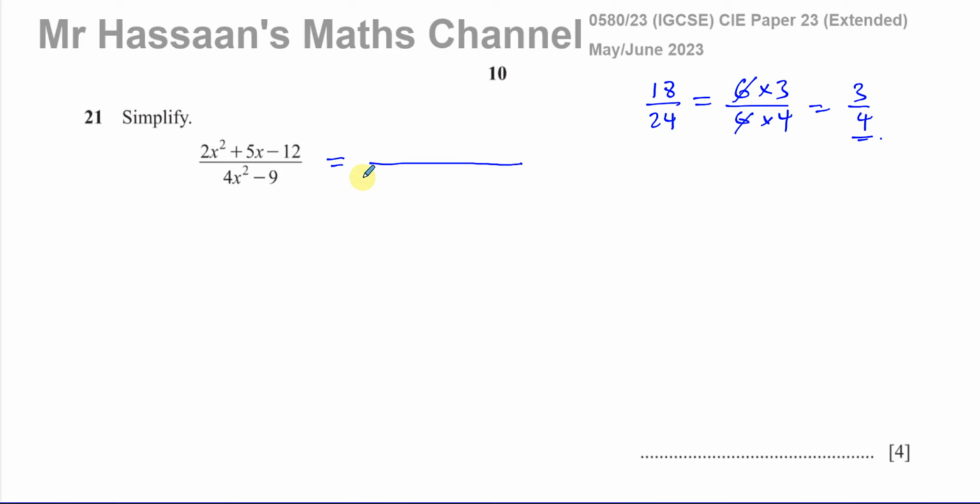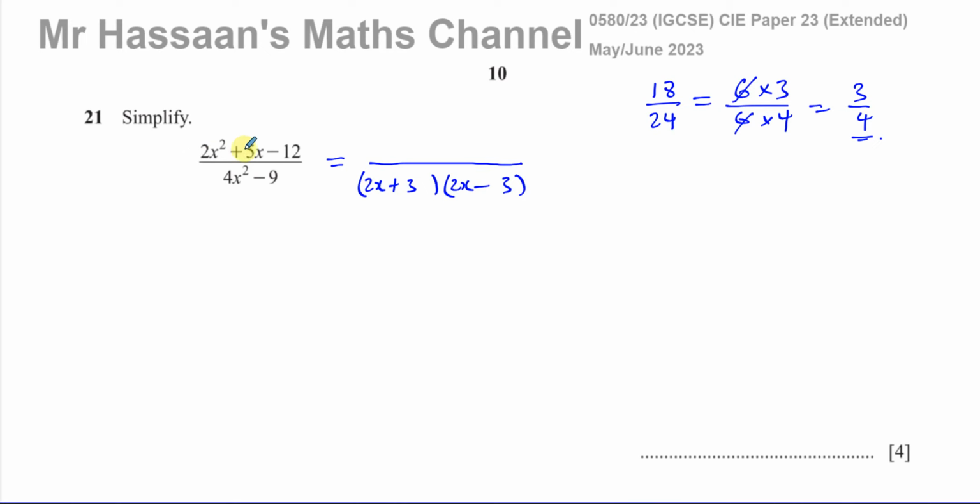We have a difference of two squares, which then factorizes to two brackets, one with a plus sign in it, one with a minus sign in it. It doesn't matter which way you write them down, but then I write the square root of these terms inside the bracket. So instead of 4x squared, I put 2x, because that's the square root of 4x squared. Instead of 9, I put 3, so I have 2x plus 3 and 2x minus 3. That is how this factorizes.